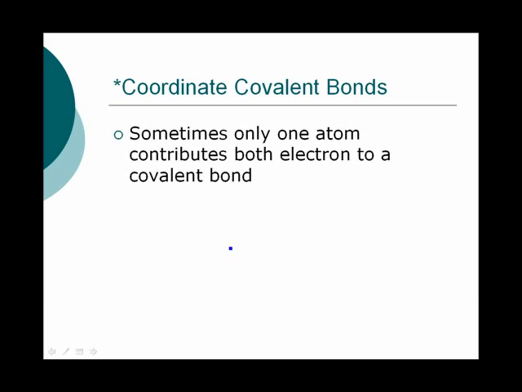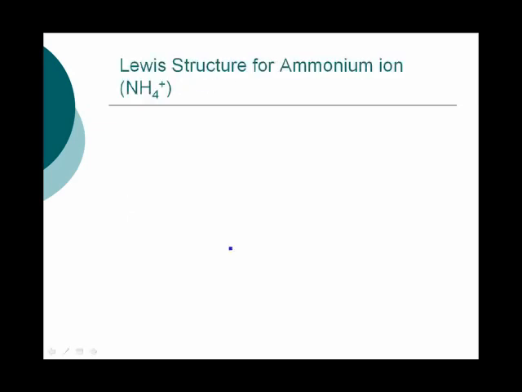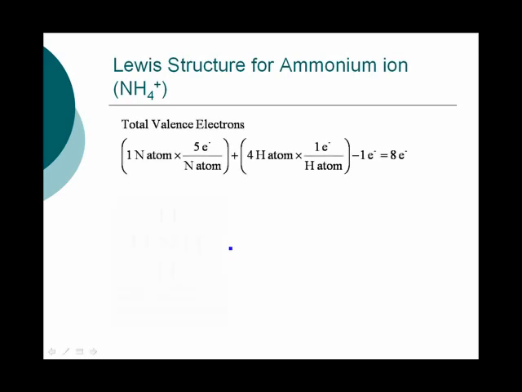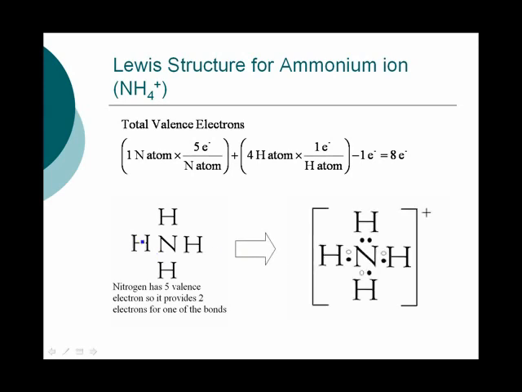Coordinate covalent bonds: sometimes only one atom contributes both electrons that are being shared, and we often see this in polyatomic ions. And we create them the same way as we create any of our other molecular formulas. We get our electron total, we build our structure, and here we know nitrogen is the most electron deficient, so it's going to be our center.